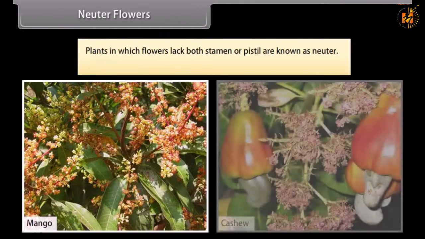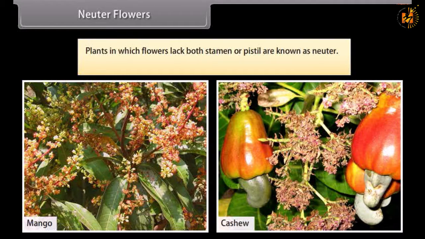Neuter flowers. Plants in which flowers lack both stamen and pistil are known as neuter. Example: mango, cashew.